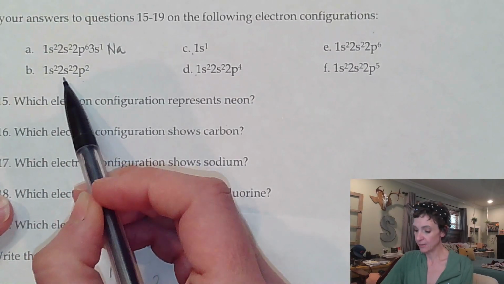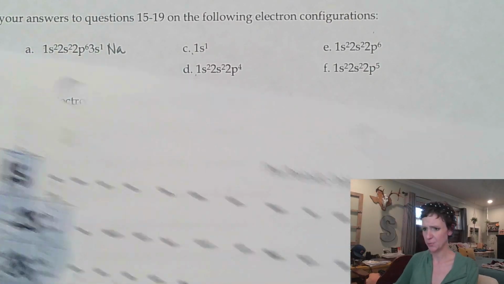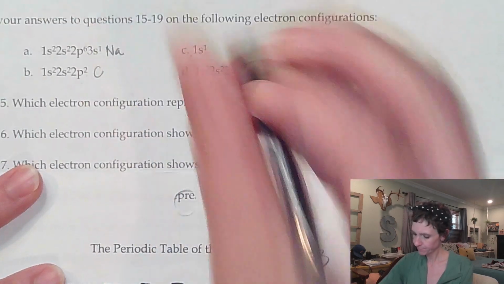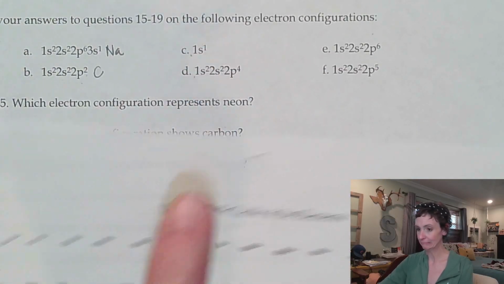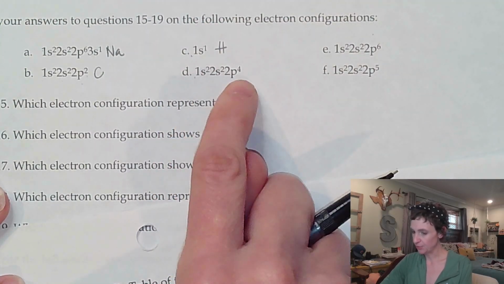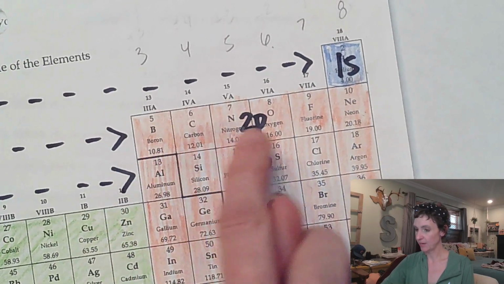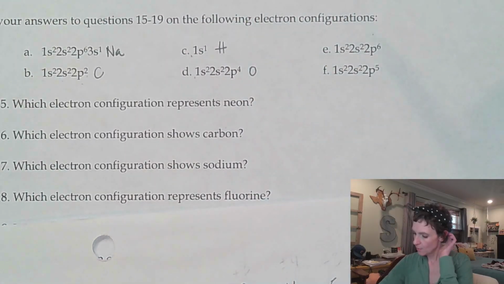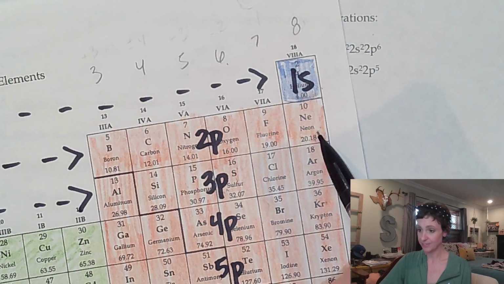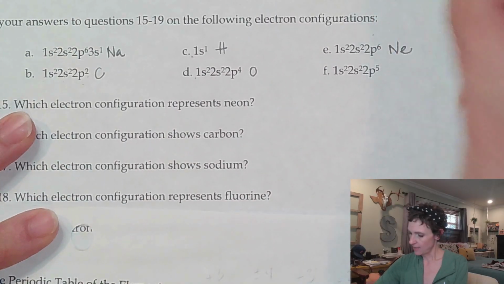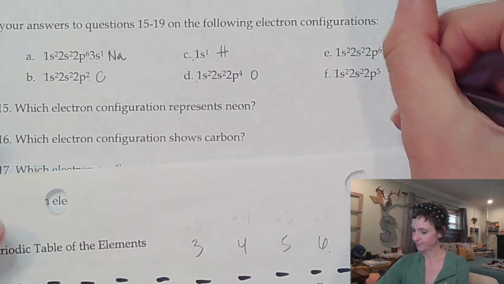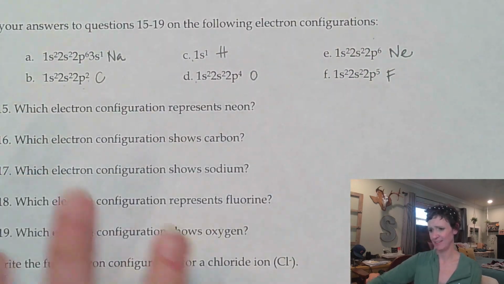1s2, 2s2, I'm stopping at 2p2. Who is the 2p2 representative? 2p2, that's carbon. 1s1, hydrogen, right? 1s2, 2s2, 2p4, 4 places into the 2p room, we got oxygen. 1s2, 2s2, 2p6, all the way through that 2p room now, that is going to be neon. And then 1s2, 2s2, 2p5, that's going to be fluorine. So that was a little bit faster than having to write the configuration for each question.